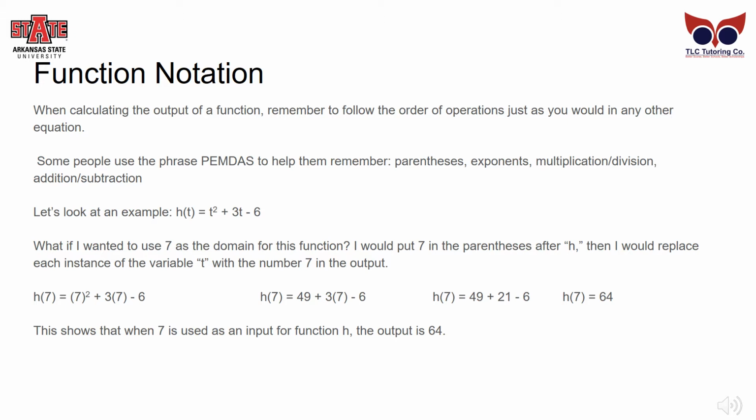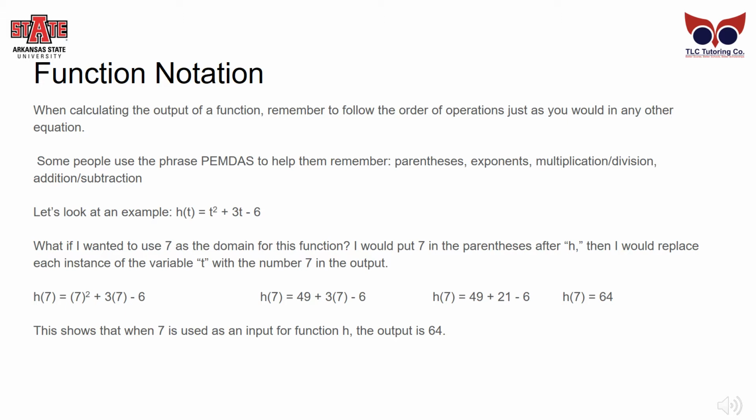h of t equals t squared plus 3t minus 6. What if I wanted to use 7 as the domain for this function? I would put 7 in the parentheses after h. Then I would replace each instance of the variable t with the number 7 in the output. h of 7 equals 7 squared plus 3 times 7 minus 6.